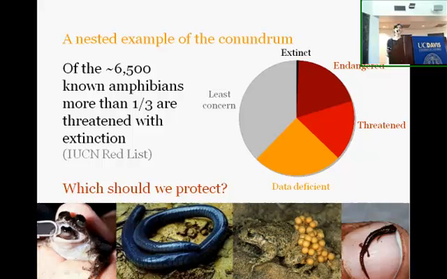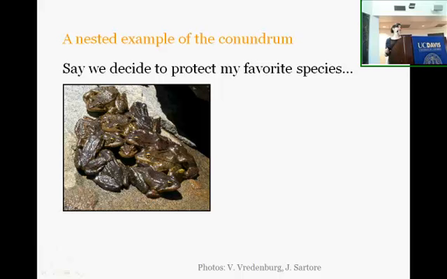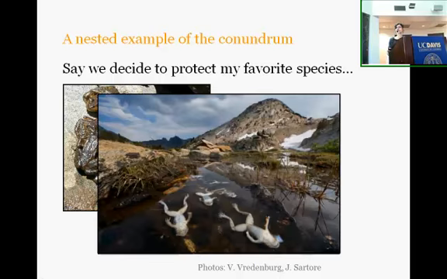Here's the mountain yellow-legged frog. So say we've made a first-pass conservation decision and I win. I get to keep working on my species. Well, the mountain yellow-legged frog is found here in California, the Sierra Nevada mountains. It's being threatened by a whole bunch of different anthropogenic activities, but it's also being threatened by an emerging and invasive fungal pathogen, the chytrid fungus.